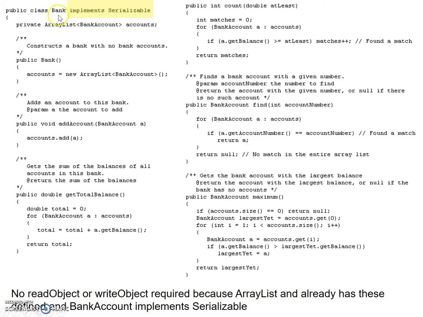Now let's look at this class bank, which also implements serializable, and we'll see that the only data member associated with this is an ArrayList of bank account. So we know that ArrayList already implements serializable, and we know that bank account already implements serializable as well. So this class does not require a readObject or a writeObject in order to be able to use the object input and object output stream classes.